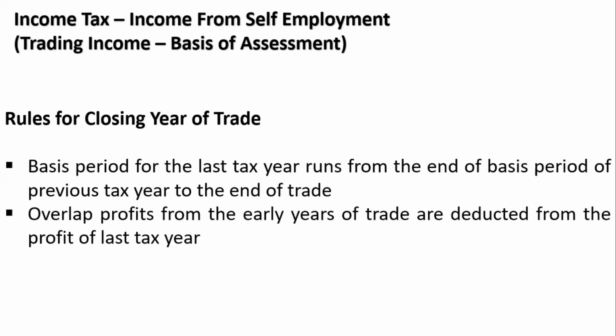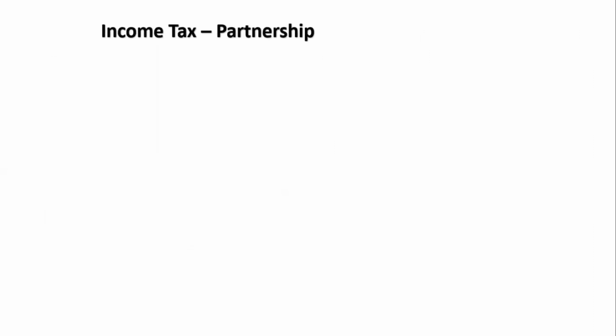Next point, overlap profits from the early years of the trade are deducted from the profit of the last year. Whatever overlaps we have calculated, these overlaps will be deducted in the last year of trade. Next point, we have done with this basis of assessment. Now we will start some income tax calculation on partnership.